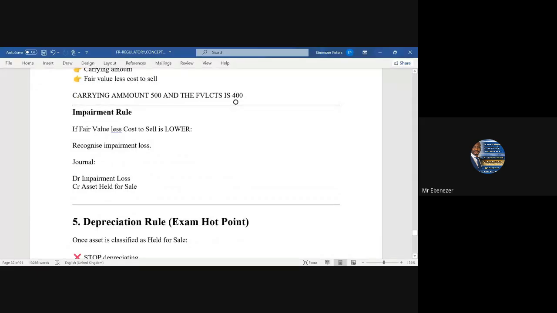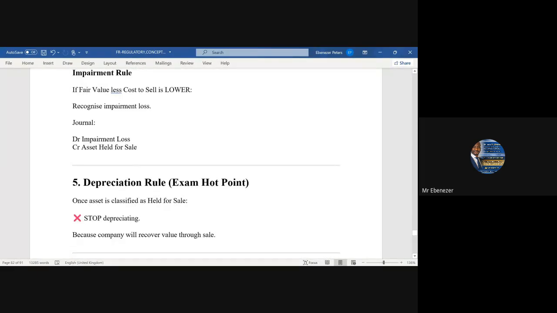So now, there's one thing I want to state here clearly. Depreciation. Once an asset is classified as asset held for sale, you cannot depreciate it again. Depreciation must never be found in that book. Because the sale is going to come, and the sale will become a recoverable value to the entity. The company will recover value through sale. So depreciation does not apply. Is that clear enough? Please take note.